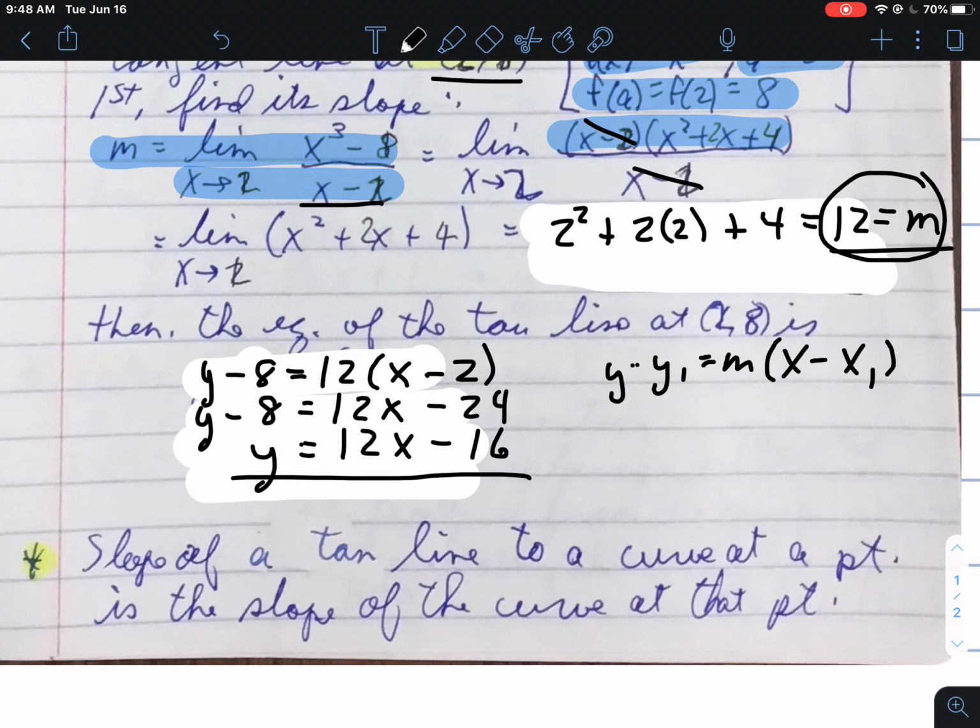All right. And then we're plugging in x and y, the coordinates of our point, to 8, and then the slope that we found, and we're solving it for y. So that would be our equation of the tan line.